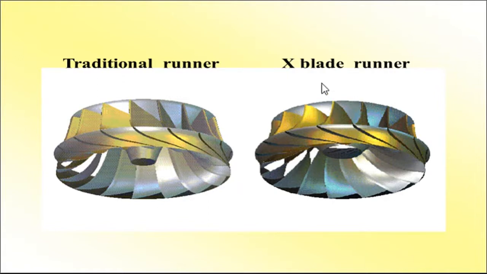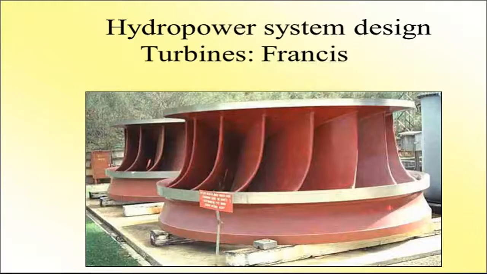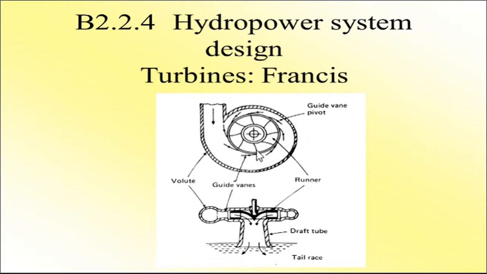You can see the traditional runner and X-blade runner of the Francis turbine. And you can see the diagram of the Francis turbine. This is the rotor or runner of the Francis turbine. By observing this figure, you will come to know how large the Francis turbine is. This is the Francis turbine casing. So these are the Francis turbine parts, that is wheel, then runner, then guide vane and casing. These are two views.